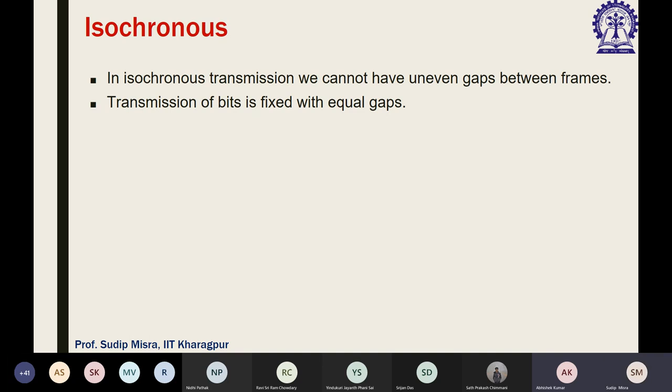So in isochronous transmission, it is said that the gaps between these different frames that you have seen in the case of synchronous transmission cannot be uneven, so they all have to be of equal length. Okay? Equal gaps have to be there between the transmission of these frames.